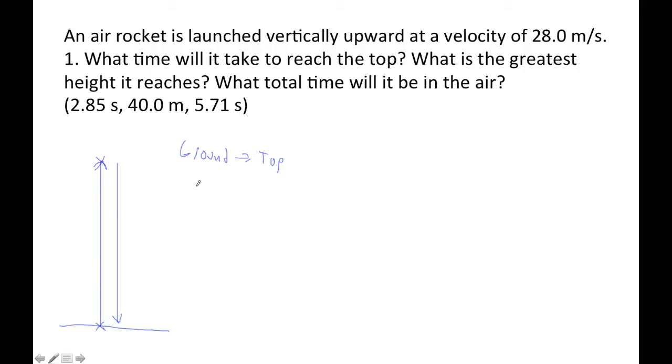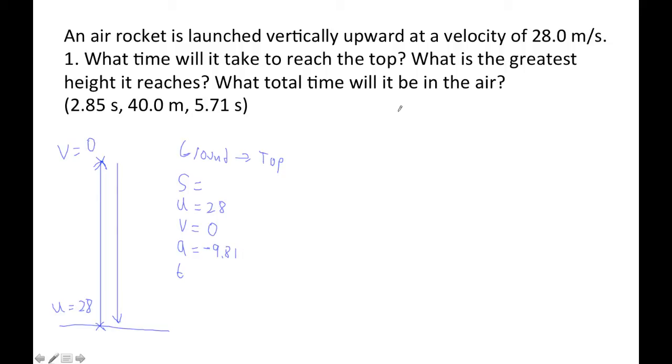Okay, so ground to the top. If I do ground to top, my displacement is one of the things I want to find. My initial velocity is 28 meters per second, right? My final velocity at the top is 0. So my final is 0, my initial velocity is 28 meters per second, and then my acceleration the whole time is negative 9.81 meters per second squared.